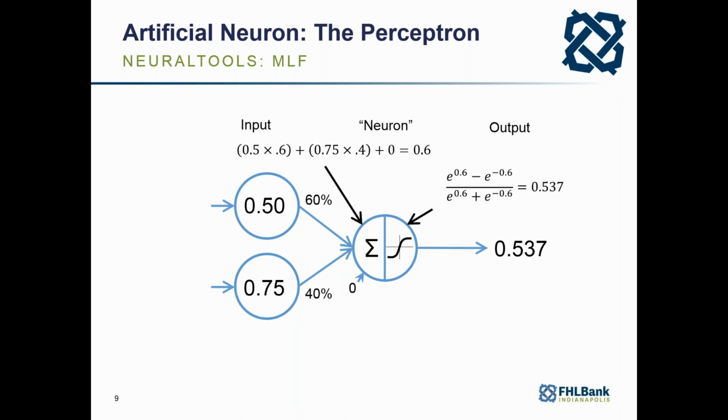And I can show you an example of that here. So let's say I input the 2 neurons at 0.5 and 0.75, and then the weights on my connections are 0.6 and 0.4. It's simply 0.5 times 0.6 plus 0.75 times 0.4. I have a 0 bias, that will give me 0.6. The 0.6 is then fed into the hyperbolic tangent function, and then I get a 0.537 output. And that's really it. I mean, that's an artificial neuron.